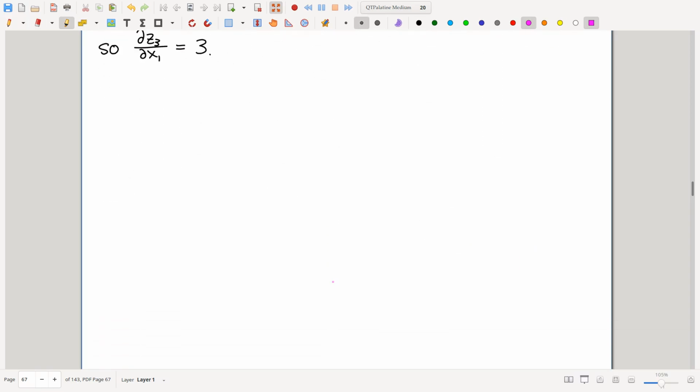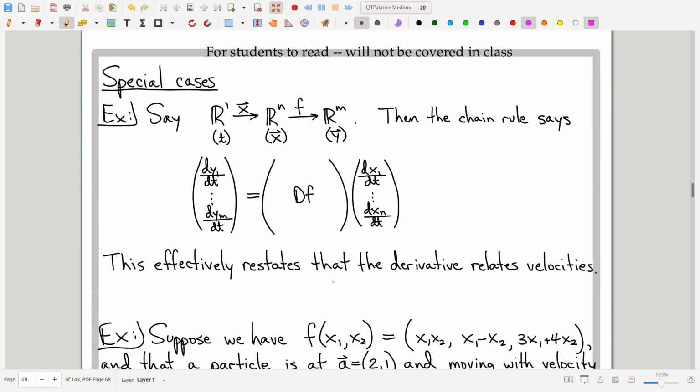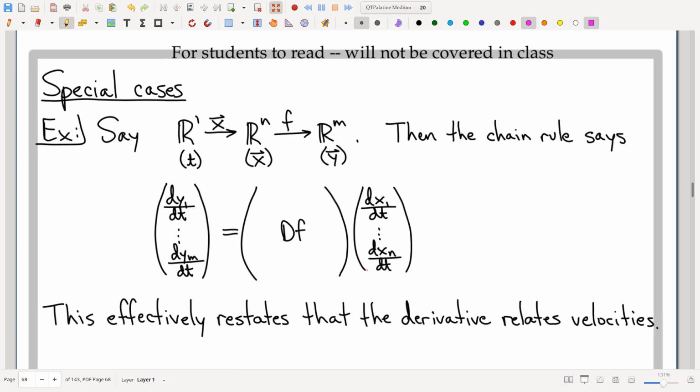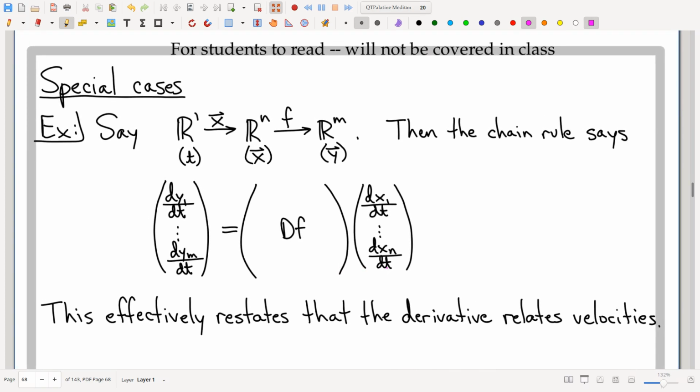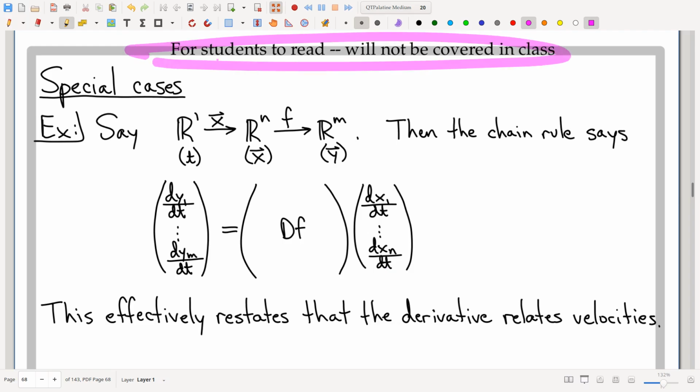Let's see here. A couple of special cases to talk about. Now, these special cases are pretty common. Comes up a fair amount. And I think these being special cases simply being a matter of just plugging in certain values for the dimensions of the spaces in question. It's a pretty straight read. You are going to notice this is listed as for students to read. As usual, I am going to hit some highlights.